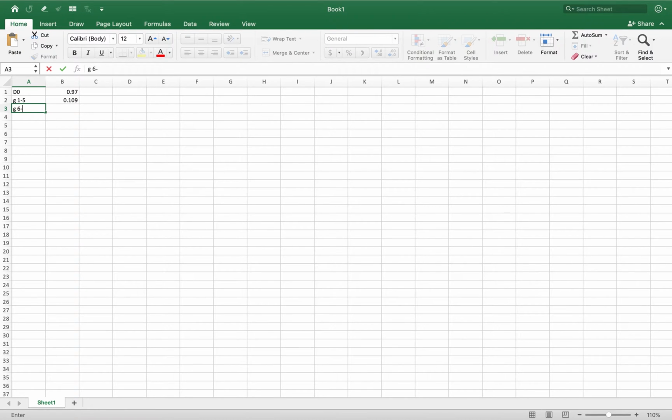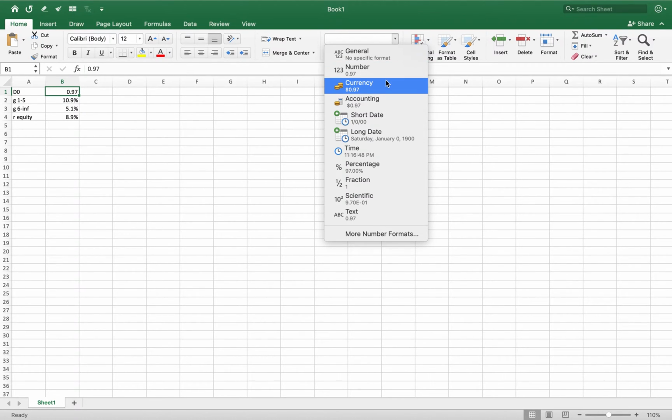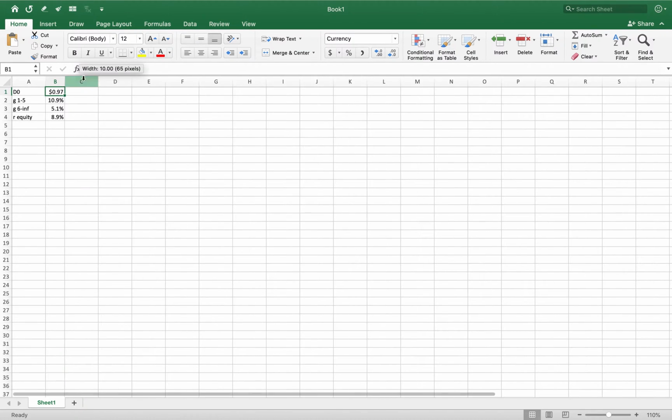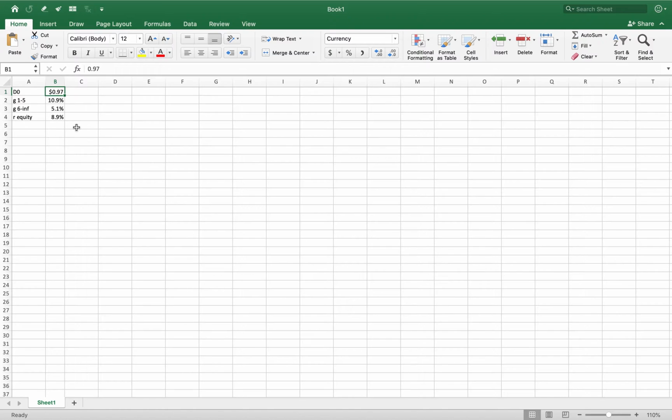And growth years 6 to infinity is going to be 5.1%. And required return on equity is 8.9%. The reason I put these in decimals is because I just need to change the formatting. And here this is $1, so I'm going to put currency. I like that formatting the best, but you can use any of the normal number formattings: number, accounting, or currency. Either one that works for you.